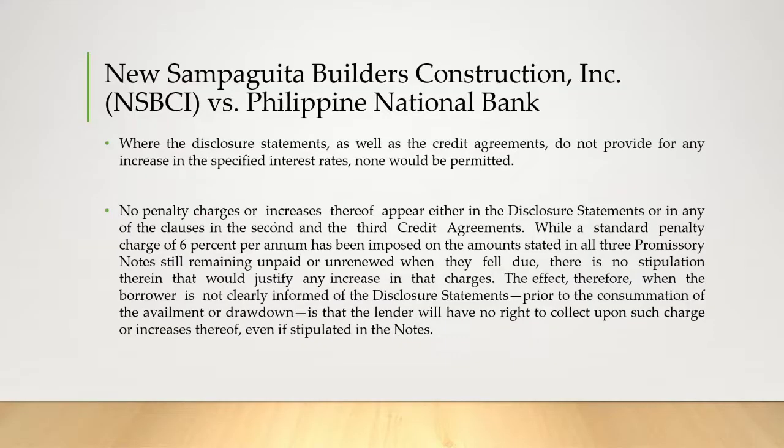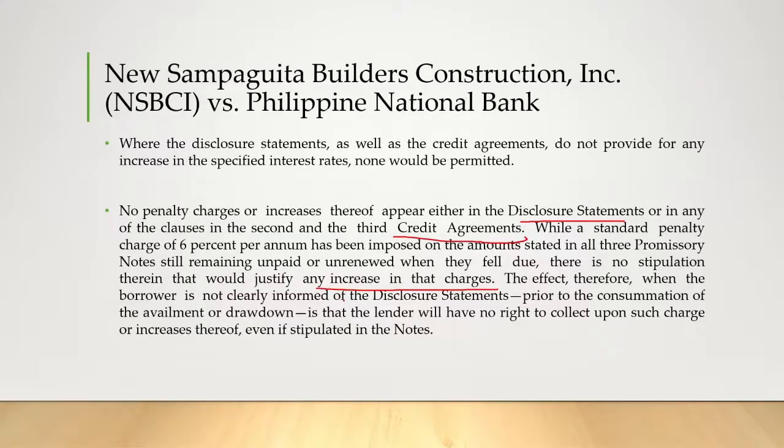So no penalty charges or increases thereof appear in either the disclosure statement or in the clauses in the second and the third credit agreement. So in this case, sa disclosure statement, walang nakalagay na increase in interest rate. Sa credit agreements, wala ring nakalagay as to the increase of interest rate. So, while a standard penalty charge of 6% per annum has been imposed on the amount stated in all three promissory notes still remaining unpaid or unrenewed when they fell due, there is no stipulation therein that would justify the increase in that charges.